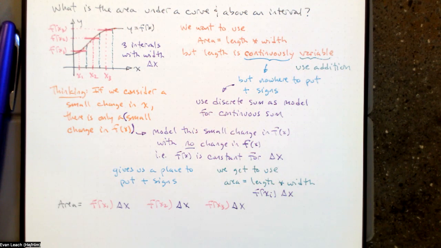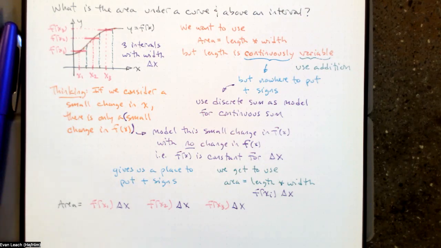We get to use multiplication because our length is variable. We're assuming our length to be variable in this model. We model that variable length with a constant length, because if we do this enough, the function is not changing that much. We also get a place to put the plus signs. We just add up these three areas, and we get the approximate area. Then we improve our approximation with more rectangles.